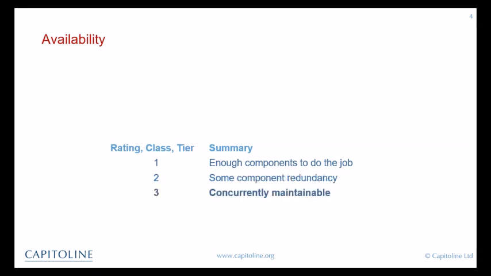A Tier 3 or Rating 3 system will have concurrent maintainability. Now, what we mean by that is that we can remove any of the components, any of the cable routes, piping routes if we have a chilled water system, and replace it without losing any of the IT facility, without having to shut down any of the IT facility. In other words, we can maintain the full power and cooling capacity that we require whilst carrying out any maintenance operation.